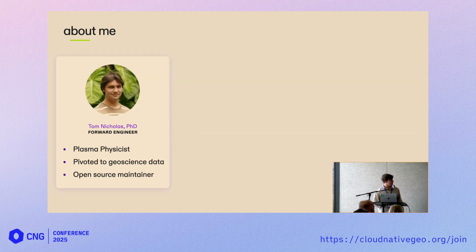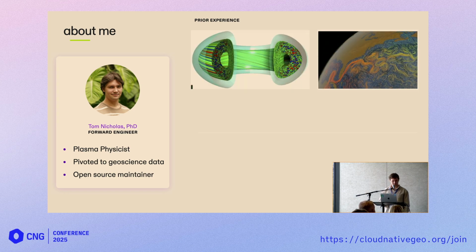So about me, I am a forward engineer at Earthmover as of a couple of months ago, but I have a background in physics and then pivoted to climate science and geoscience data. And so I have this kind of multidisciplinary background. I worked in plasma physics and oceanography, and the link between them was the domain-agnostic open source tools like Xarray and Zarr. So I'm an Xarray core developer along with Joe and Deepak here.